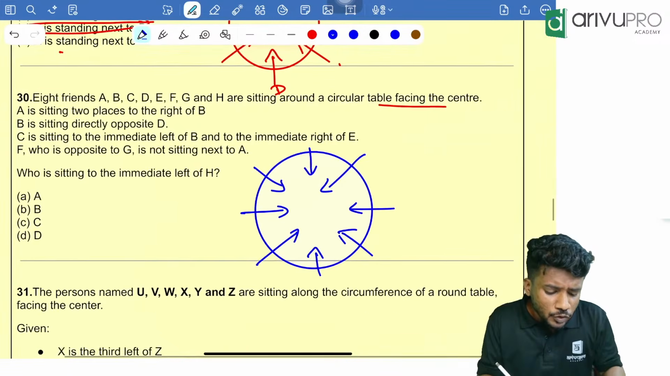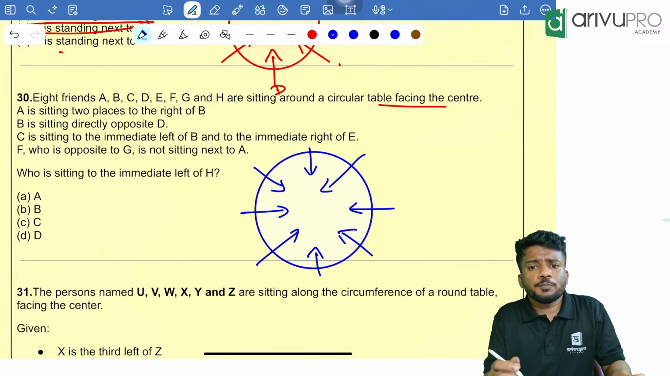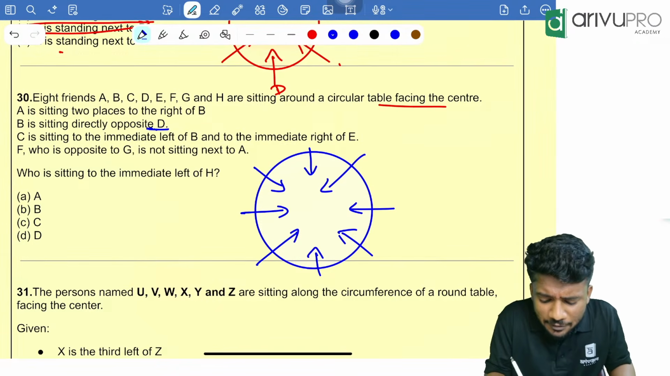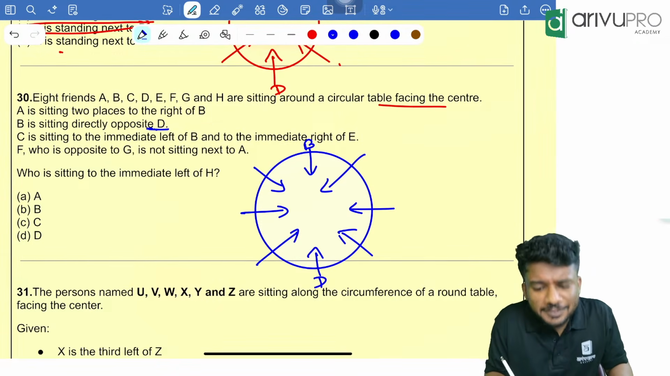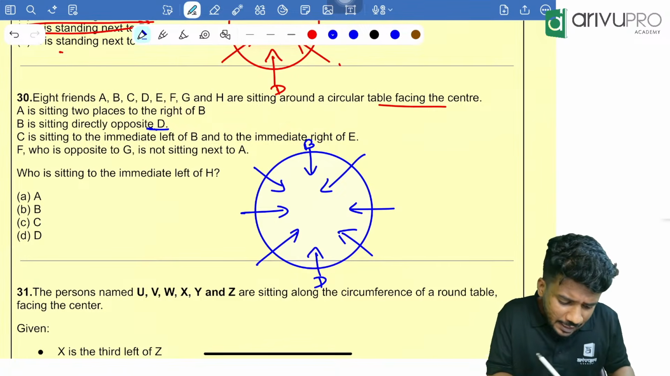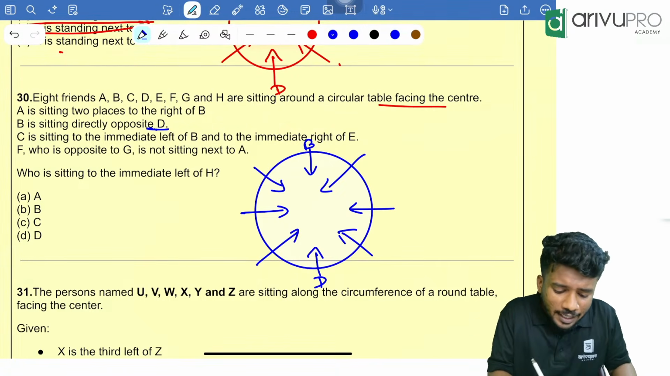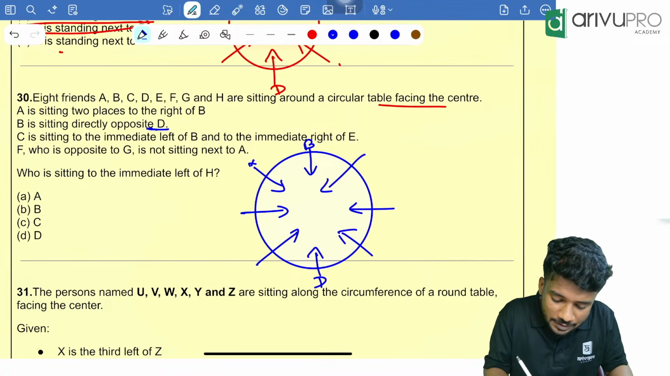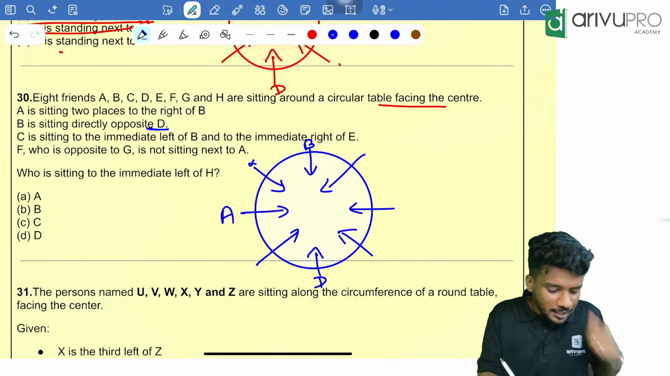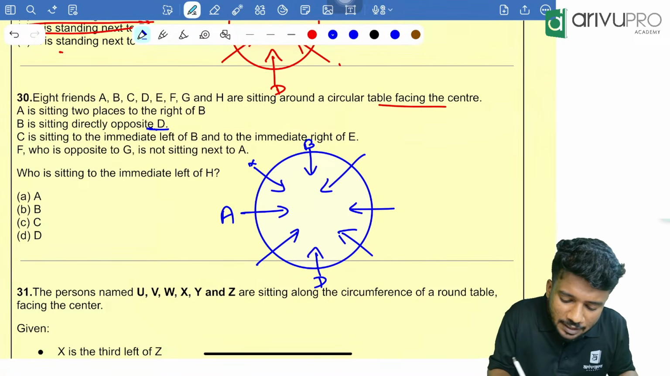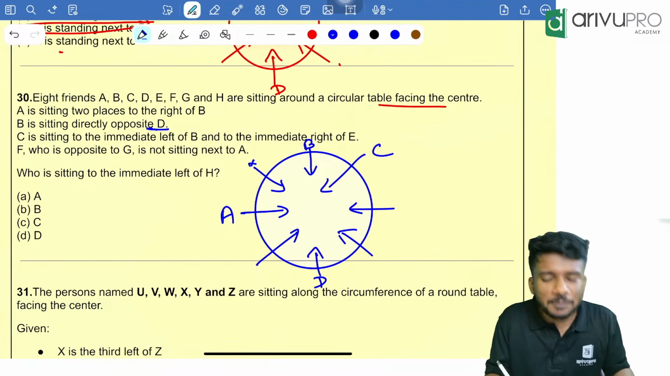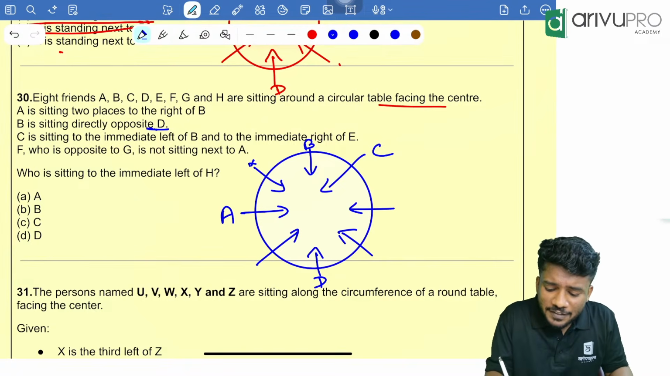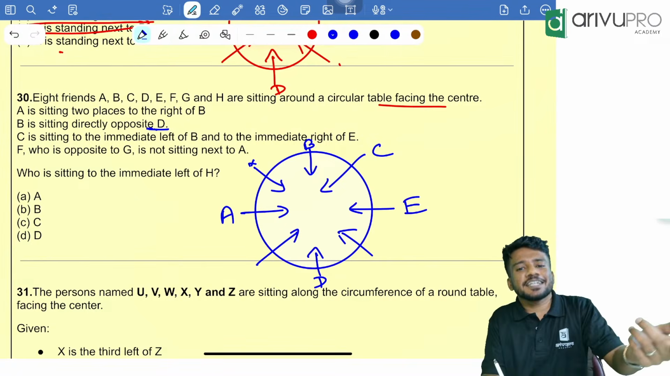A is sitting 2 places to the right of B and B is sitting directly opposite to D. If B is over here, D is over here. Correct? Then A is sitting 2 places to the right of B, which means second to the right. First right, second right, that means A is over here. Then C is sitting immediate left of B. Immediate left of B means C is over here. And C is sitting immediate right of E.